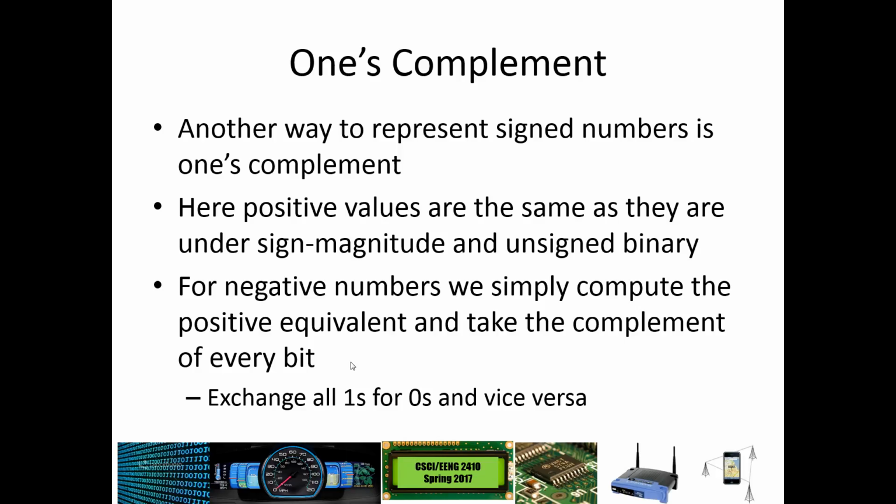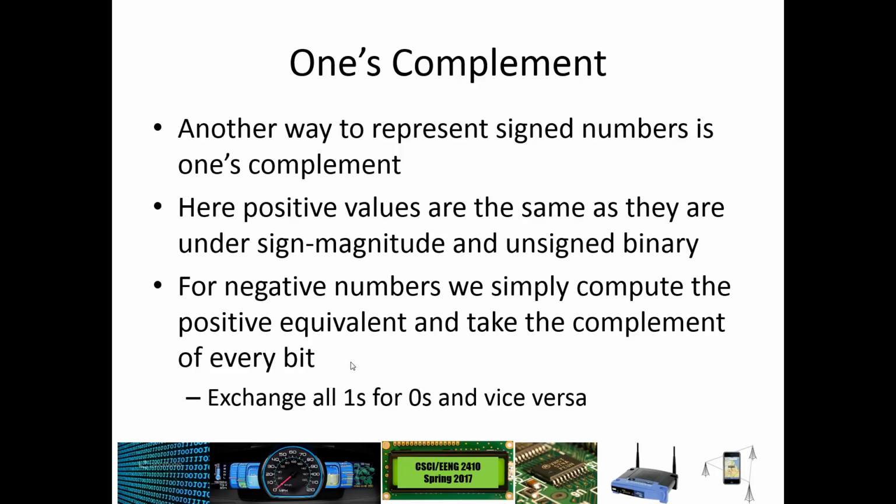So in this case, if your value is positive, it's represented exactly the same way as in the unsigned binary that we worked on before. Your leading, most significant bit will be a 0 if it is positive. But if you want to represent negative numbers, you simply compute the ones complement by inverting every one of your bits. So ones become zeros and zeros become ones.